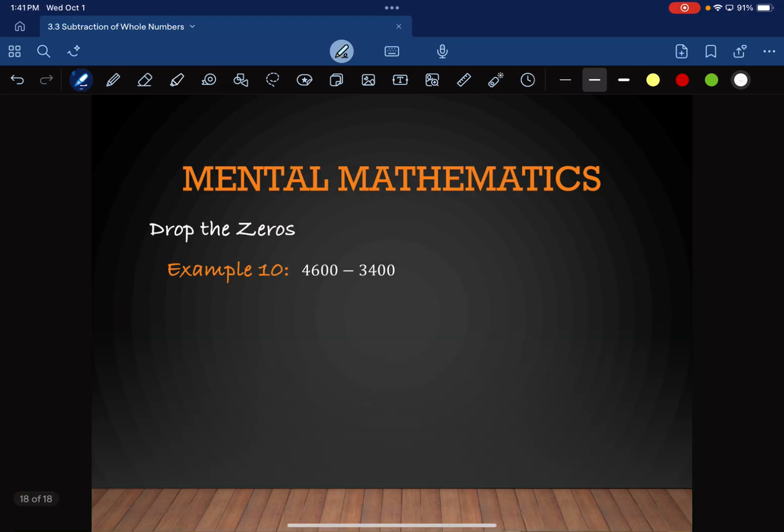And the last one, and it's usable in certain circumstances and not others, but that's often the case with lots of these methods. It's called dropping the zeros. And what dropping the zeros does is it happens when there's lots of zeros. And what it really just means is we're going to ignore them for a minute. We're just going to pretend like they're not there. So we're going to ignore the zeros for the moment, and we're going to pretend like the numbers are really 46 minus 34. Or if you prefer, like this. So what's 46 minus 34?